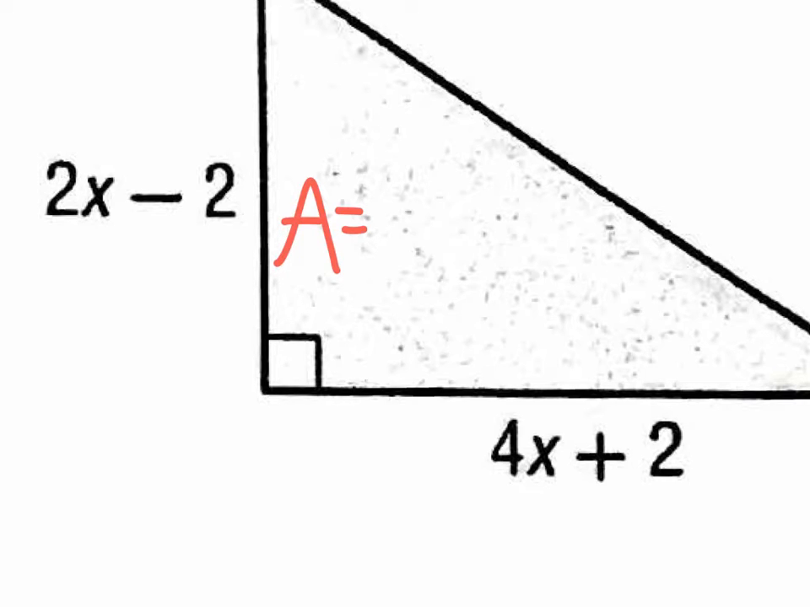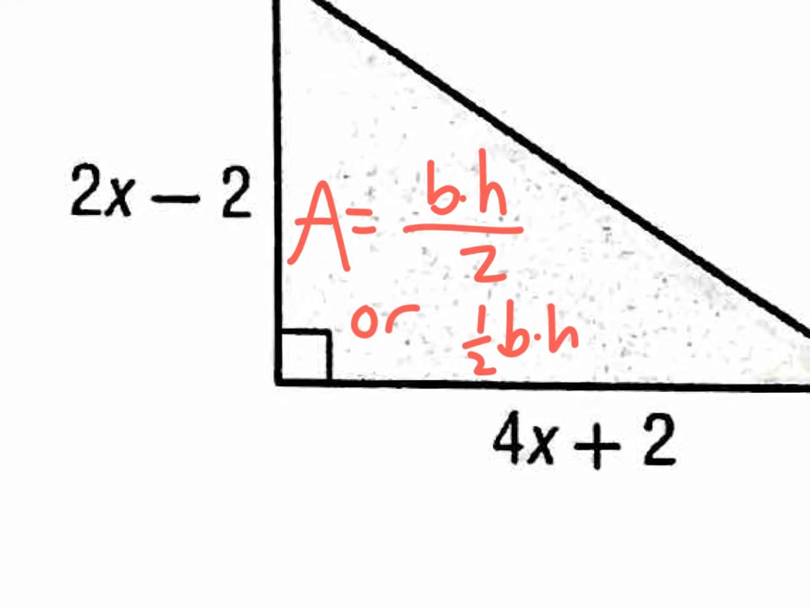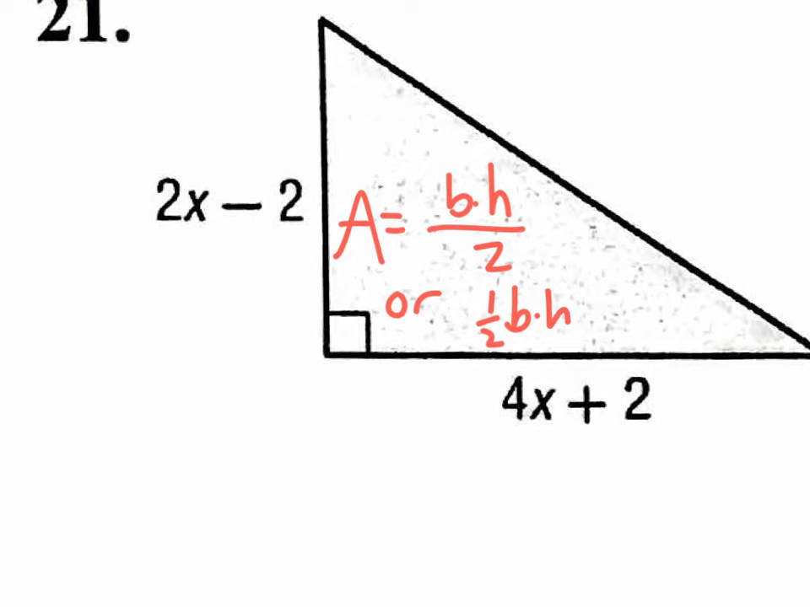1/2 base times height. Or base times height divided by 2. They're both the same thing. So if you want, go ahead and put base times height divided by 2. Or 1/2 base times height. So what is the base of this triangle? It's exactly 4x plus 2. What's the height of this triangle? 2x minus 2.